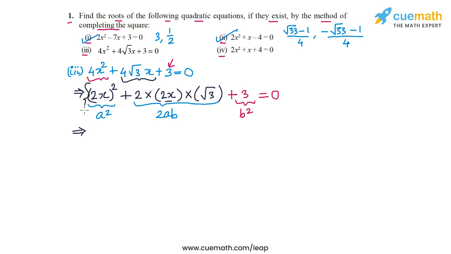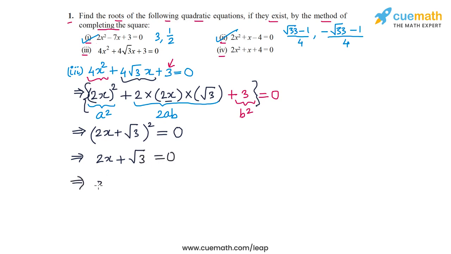These 3 terms already form a perfect square, and that perfect square is 2x plus root 3 whole square. And you can verify that if you square 2x plus root 3, you will get 4x square plus 4 root 3x plus 3. So 2x plus root 3 whole square is equal to 0. This is how we can rewrite this equation. So this means that 2x plus root 3 is equal to 0, and from here we have x equal to minus root 3 by 2.